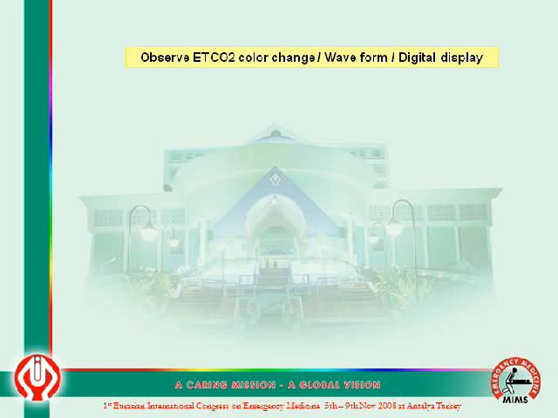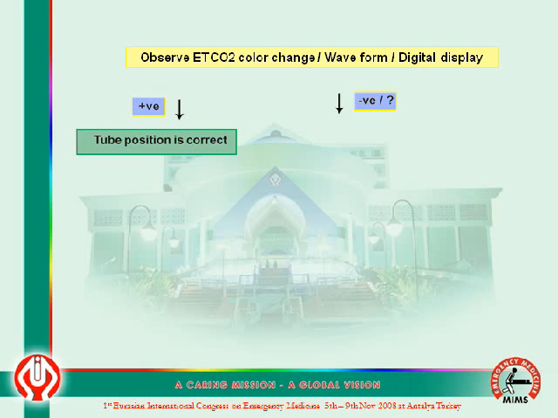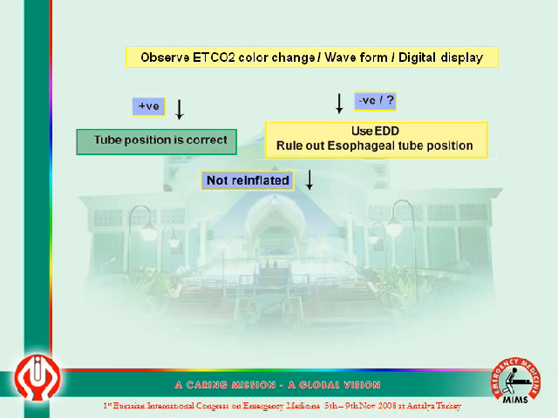By this time the ETCO2 will be ready, so look at the ETCO2 for a color change or a waveform or a digital display. If it is positive, if there is a color change or a positive waveform or a digital display, yes, the tube is in the correct position. If this is negative, obviously the tube may not be in the trachea, so attach an EDD or esophageal detector device. This is to rule out an esophageal tube position.